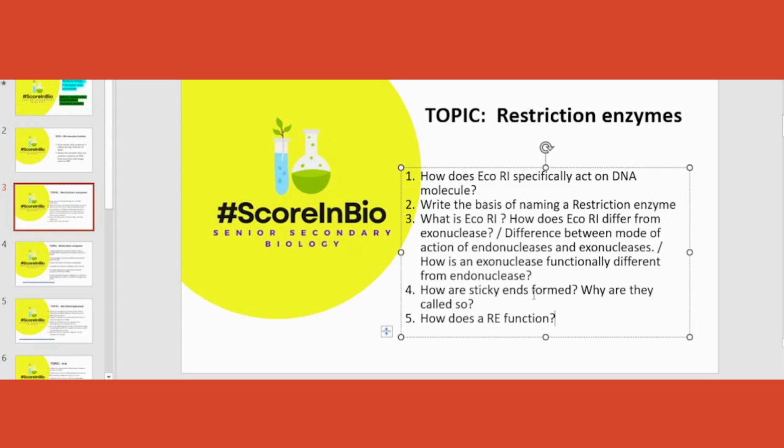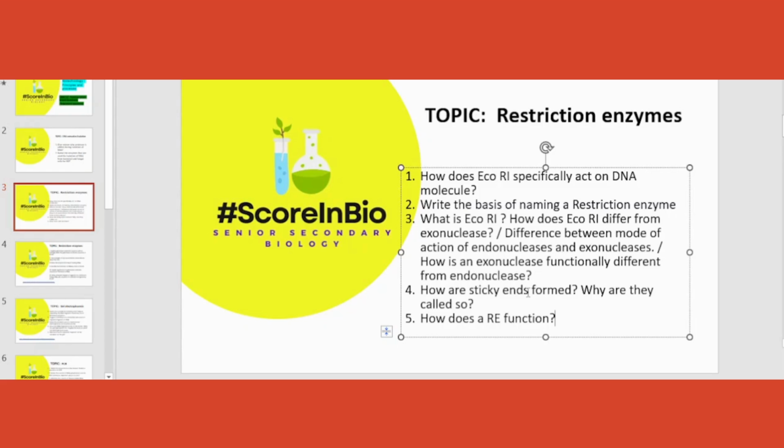How are sticky ends formed? They are formed because restriction enzymes always look for palindromic sequences on the double stranded DNA. What is that? It means the same sequence present on opposite strands in the opposite order. Right? So when they cut it slightly away from the center, they would create some protruding ends or overhanging single-stranded portions we call sticky ends.